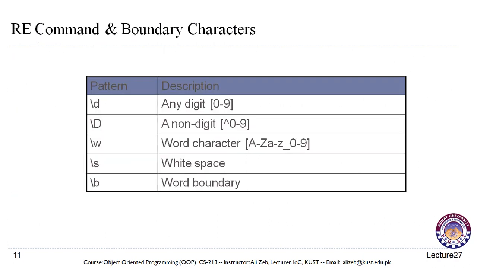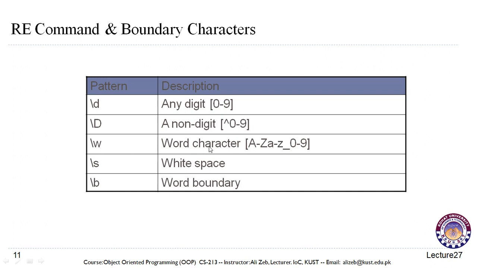If you look at this table, you can see that a \d would represent any digit that is from 0 to 9, but a capital \D would represent any non-digit. The caret symbol over here is for negation, and if we use it inside this square bracket, this tells us that we do not want this character at this position. So anything other than these numbers would be acceptable.